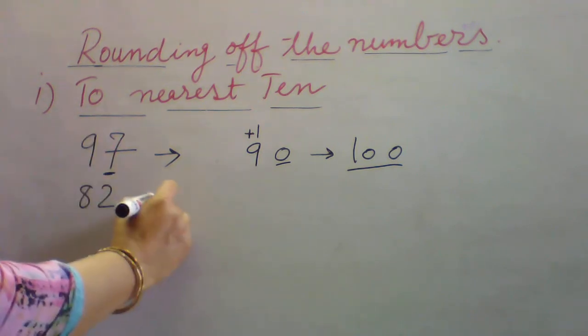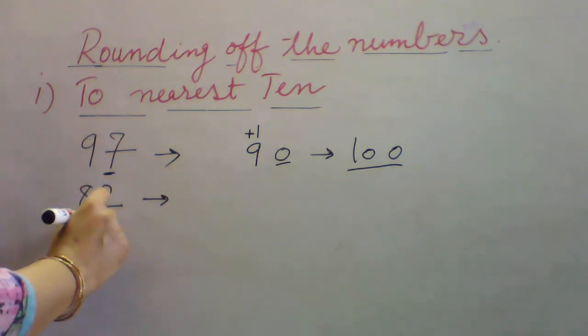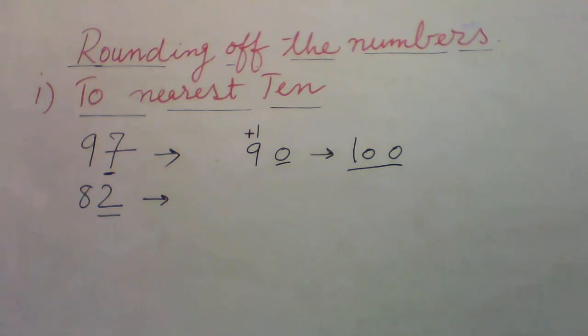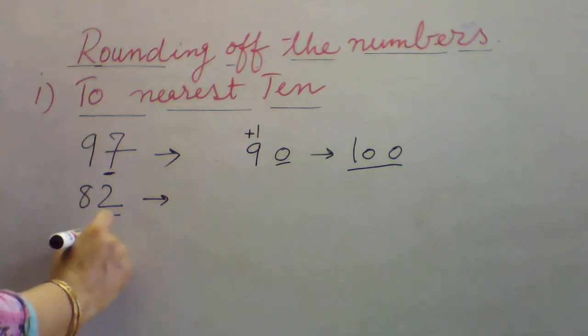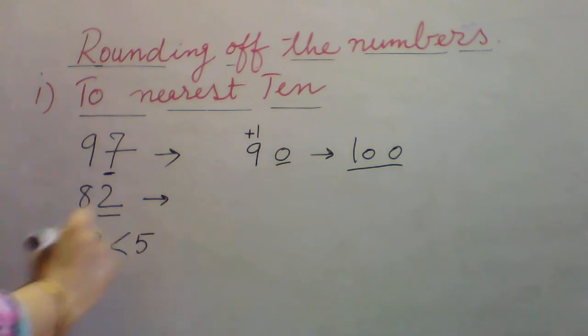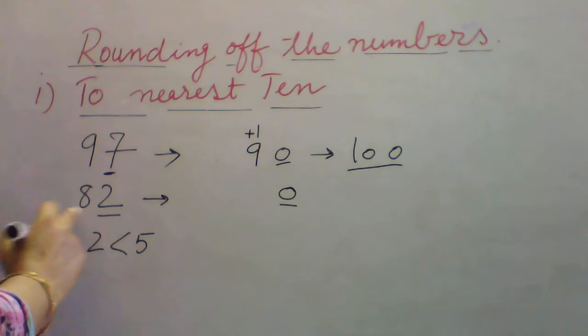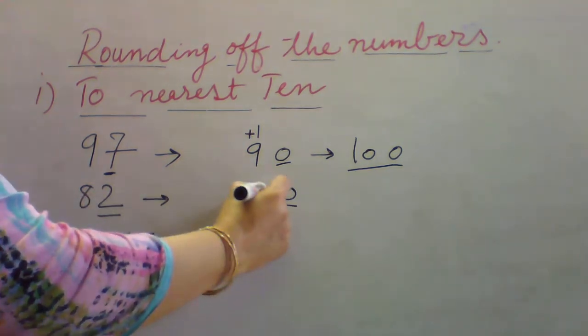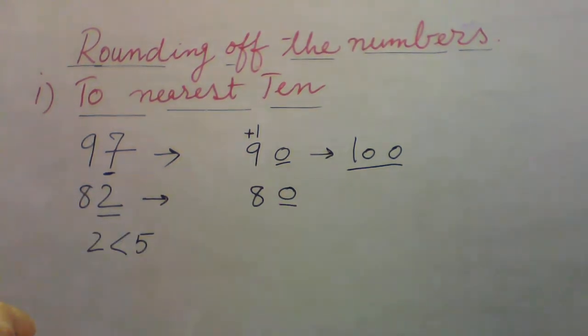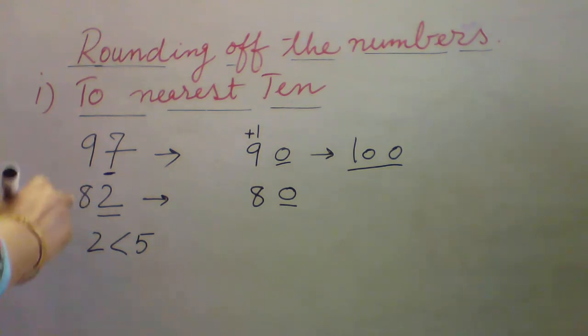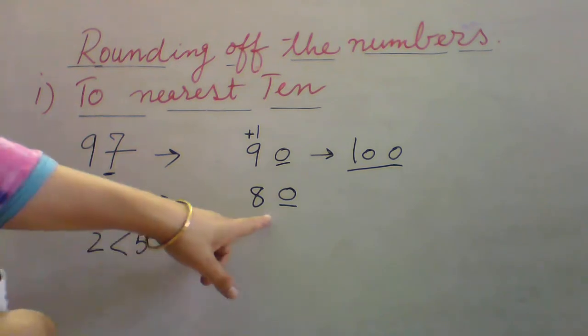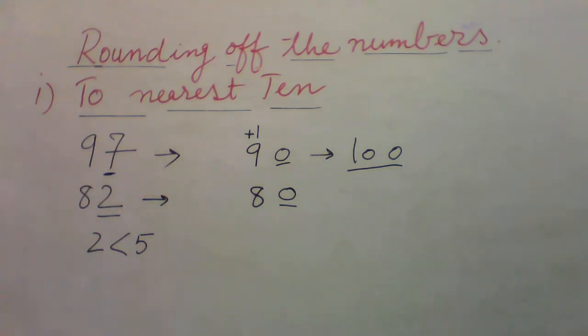In this case 82, if you see, this digit 2 is smaller than 5. So in place of 2 we will write 0, but we will not increase any number to 8. We will not increase 8 by 1. So this will remain the same. 82 will be rounded off to 80. If we have to round off the number 82 to nearest 10, then it will be rounded off to 80. Right?